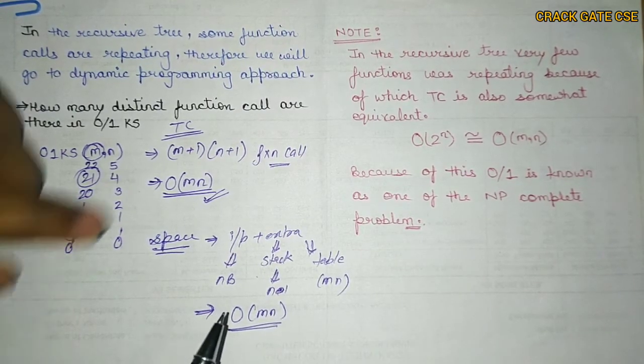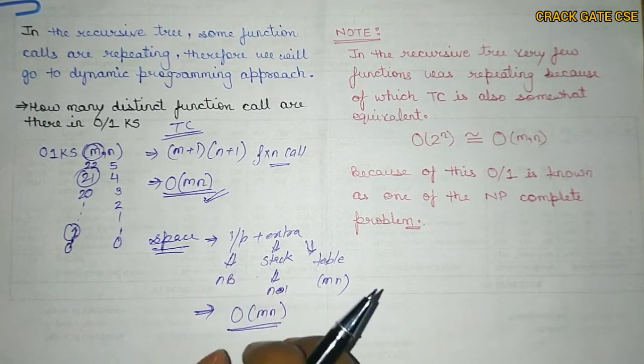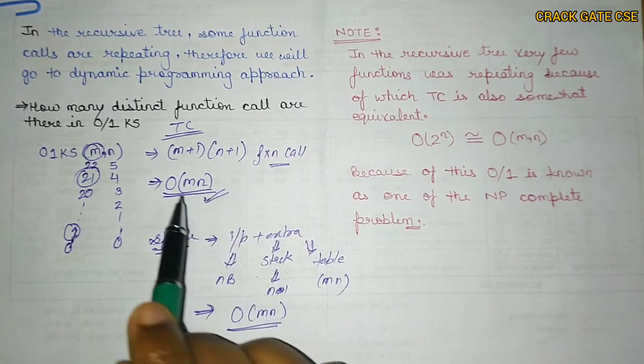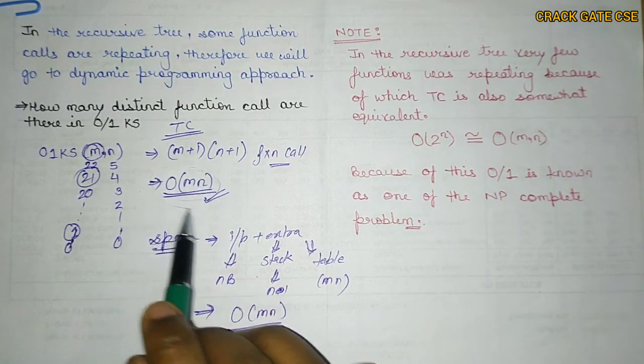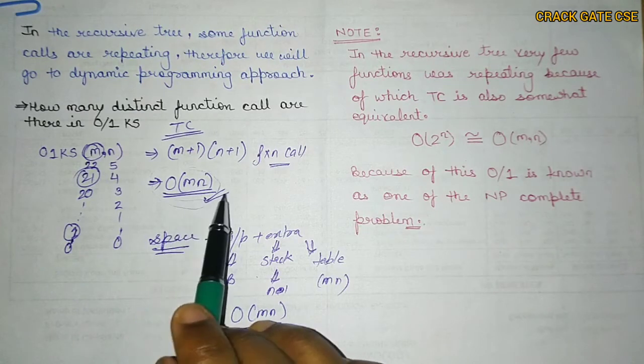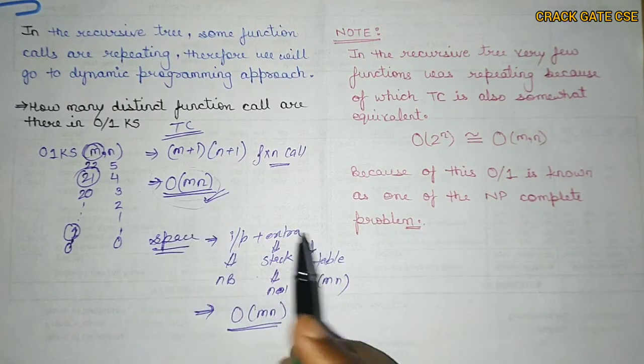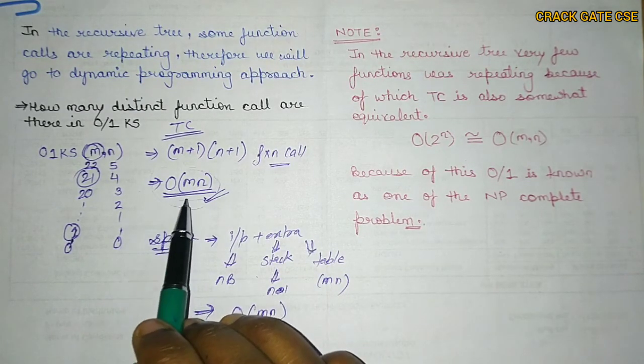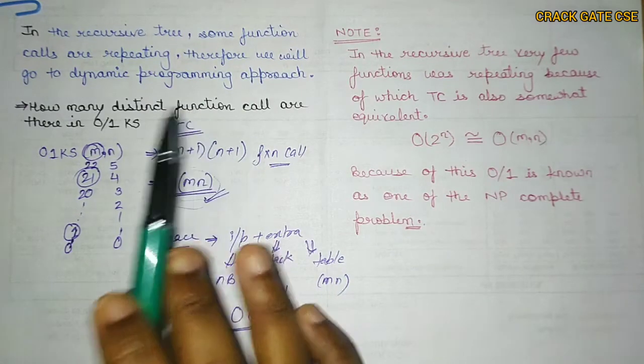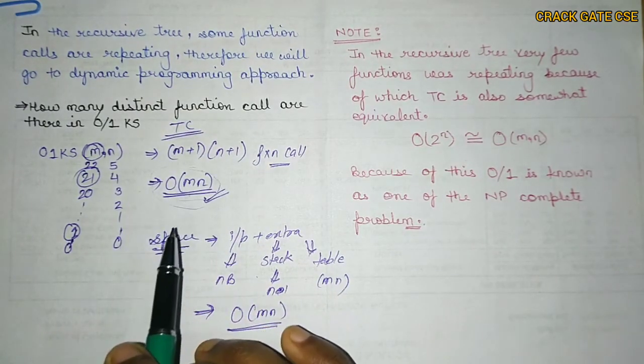So the space complexity is increased, but the time complexity you can say is somewhat equivalent to 2 to the power n, because there is not much difference. That was the time complexity without using dynamic programming. This is using dynamic programming.